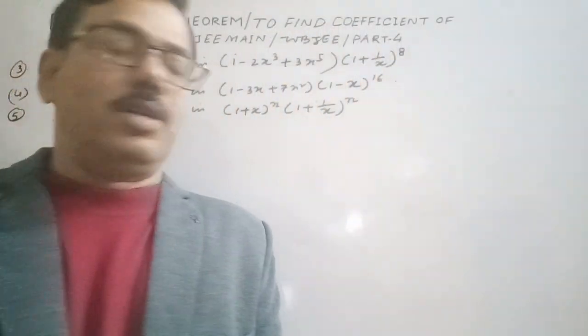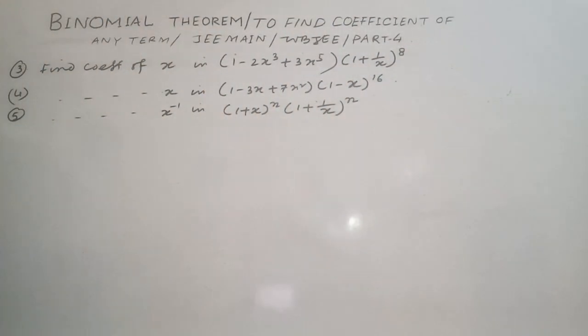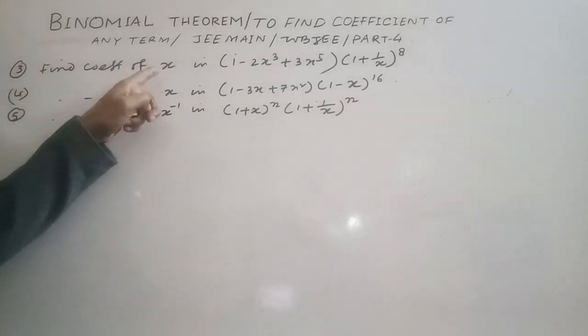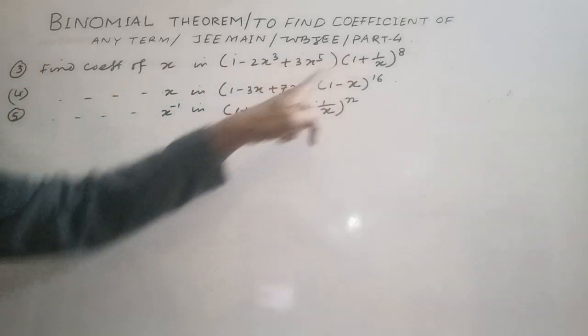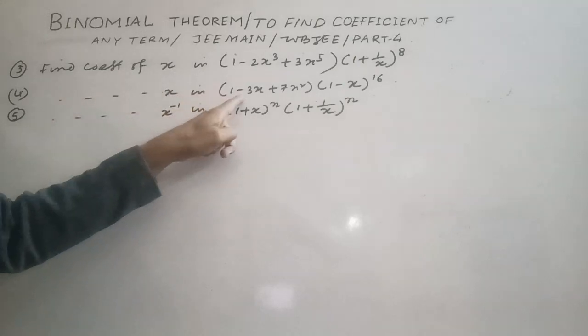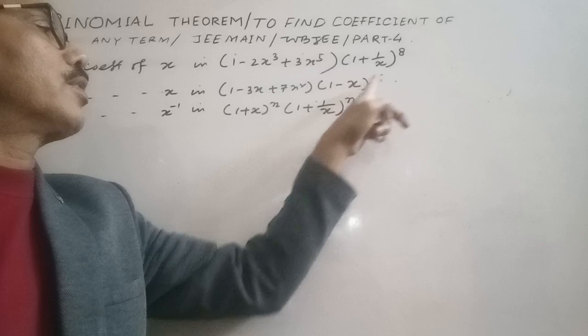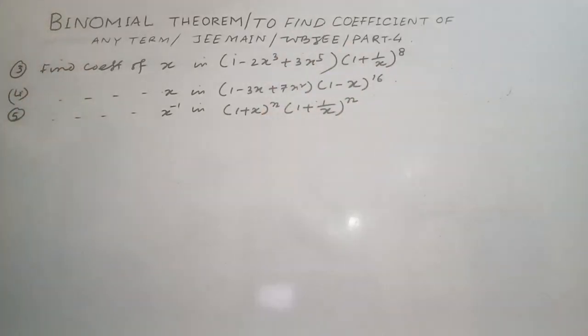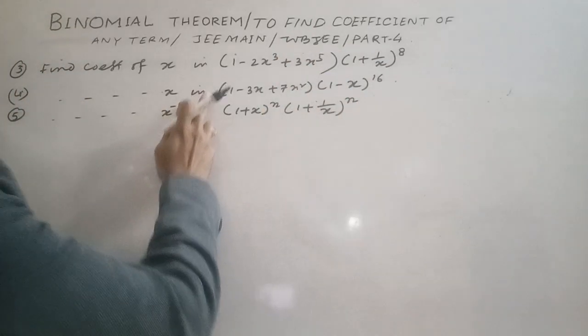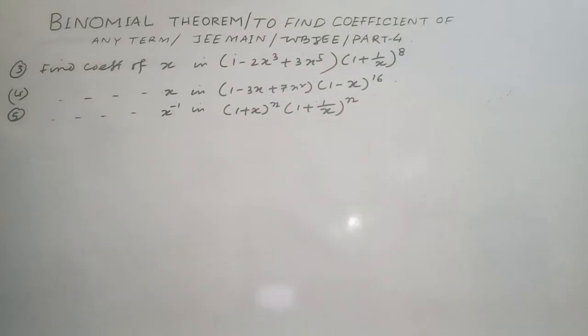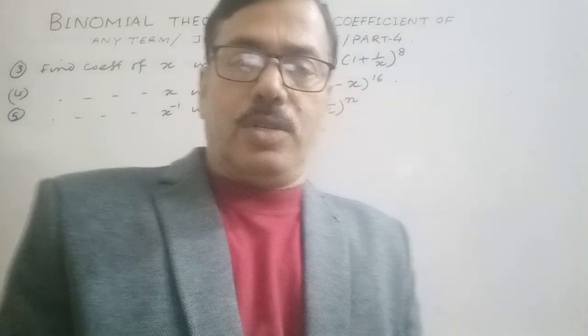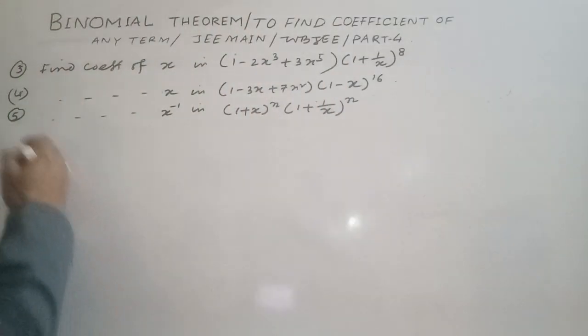Now, I consider problems of competitive exam. Now, we consider 3 problems, 3, 4 and 5. Find coefficient of x in this. Find coefficient of x in 1 minus 3x plus 7x square into 1 minus x whole to the power 16. Find coefficient of x to the power minus 1 in this. So consider the fifth one.